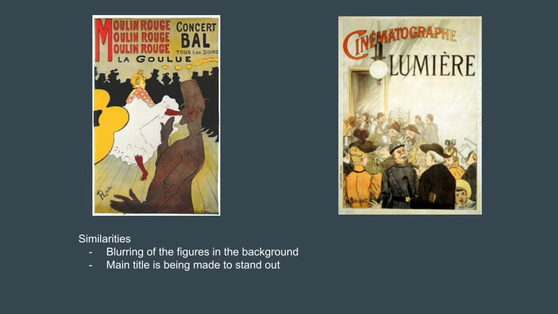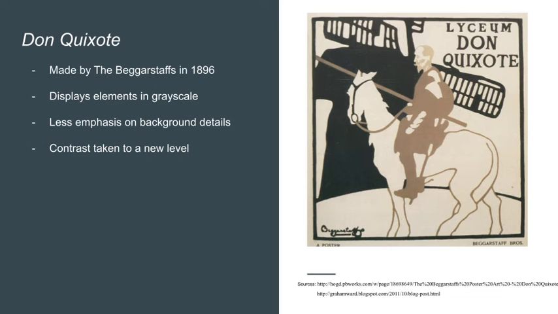In 1896, the poster for Don Quixote by the Beggarstaffs was also created and released. Unlike the previous two, this poster opts to display its elements in grayscale in order to keep the printing price low and the number of posters high. What makes this poster crucial to the overall evolution of poster design is instead of seeing more detail, we are simply shown the subject in main focus.